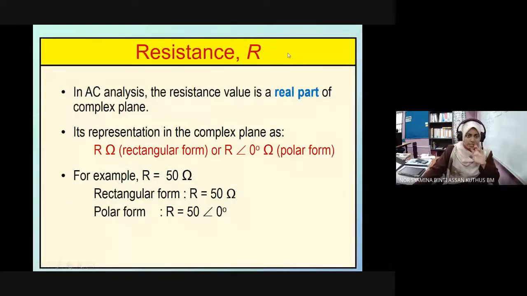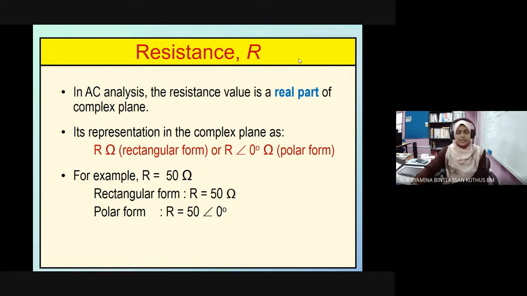Alright. So resistance for any alternating current analysis, the resistance value is a real part di dalam any complex plane. So di dalam electrical current pun kita ada dia punya part yang complex dan dia ada part yang real part dia. So resistance punya value adalah value yang memang betul-betul wujud lah. Dia memang betul-betul ada dekat situ. Dia bukan imaginary. Okay, so it's a representation in a complex frame. So any resistance dalam bentuk inductor ataupun dalam bentuk capacitor adalah real.